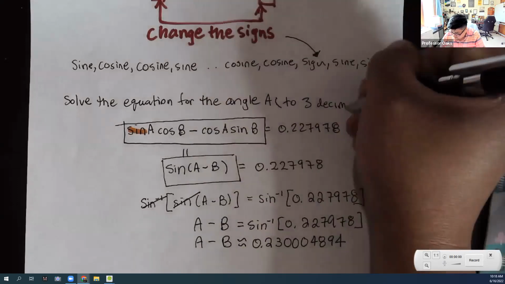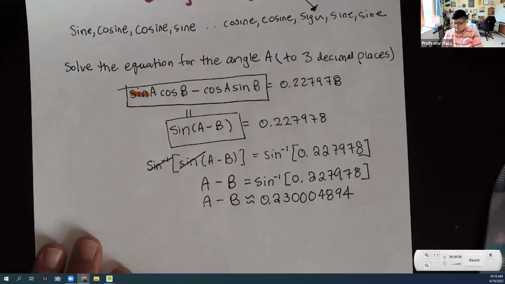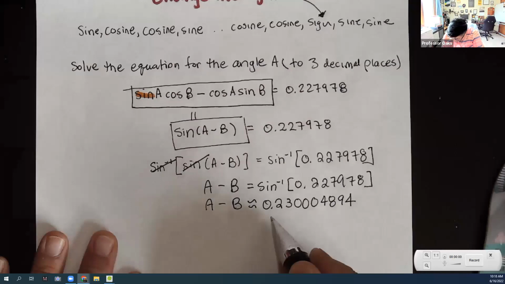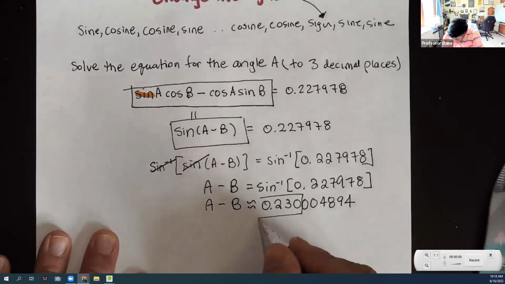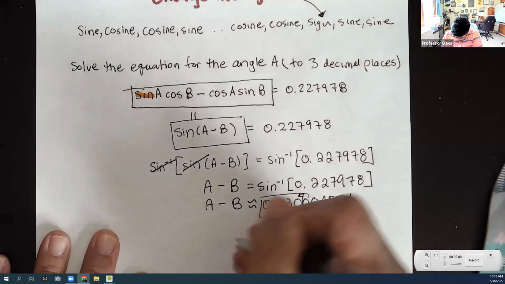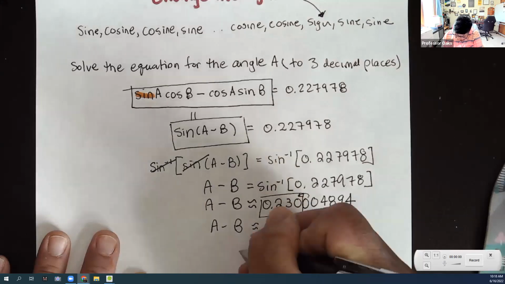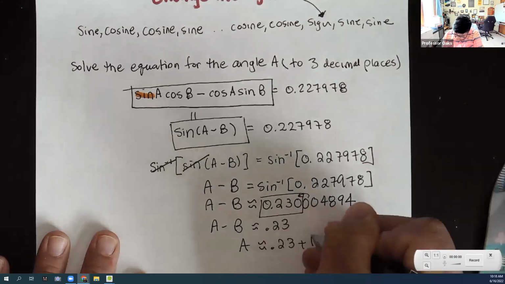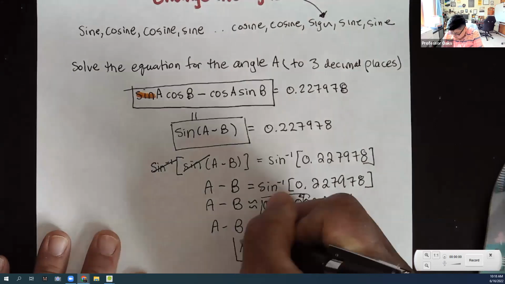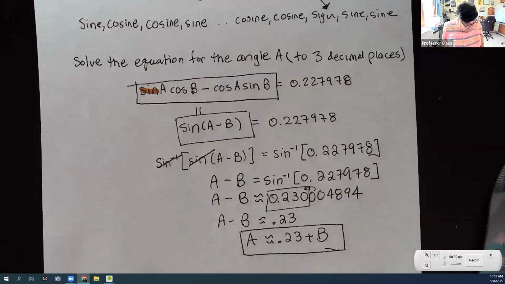Usually it will only be to 3 decimal places. I didn't say that, but whatever the decimal places say in the problem is fine. So it would round to 0.23. Then add the B. So A minus B is approximately 0.23 and add the B, so A is about 0.23 plus B. This is still assuming that you don't know what B is, but it just said to solve for A, so it doesn't matter. Do you have any questions?